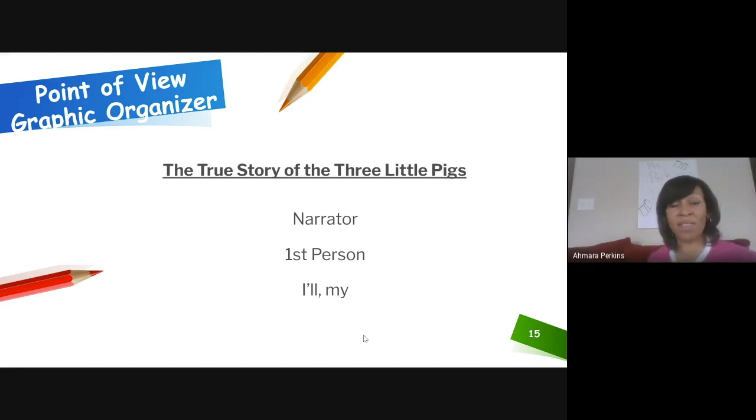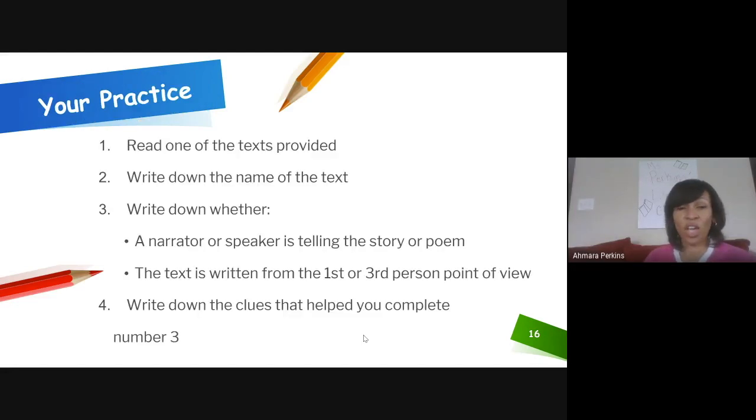like this, where you would have the title of what you read. You would have down whether it was a narrator or speaker, whether it was first person or third person, and then you have your clue words. Okay? So you are going to read one of the texts provided. You can read both of the texts and you can read your own story. You're going to write down the name. You're going to write down whether it's the narrator that's telling it, the speaker that's telling it, first person or third person point of view, and then your clue words that helped you identify that.